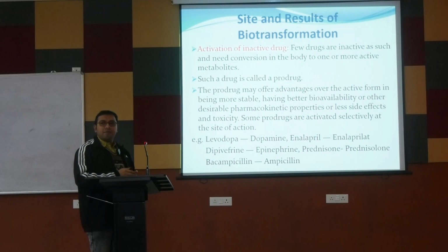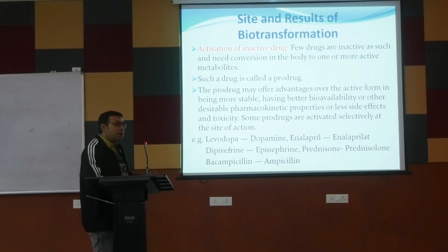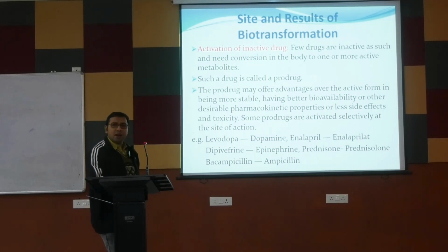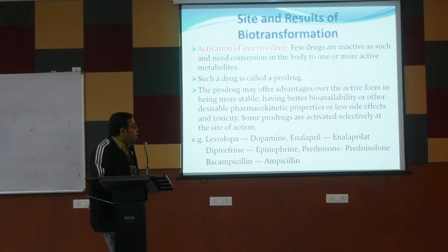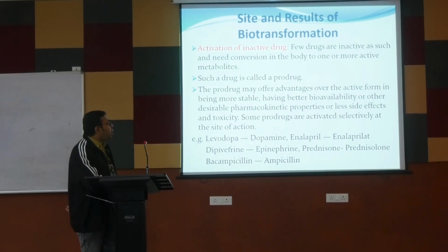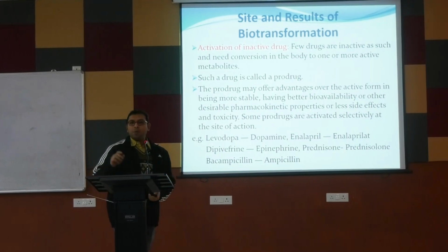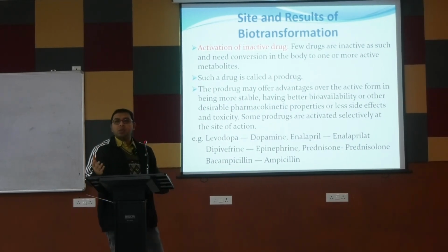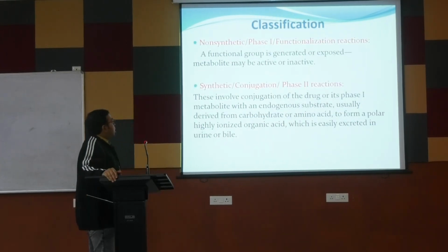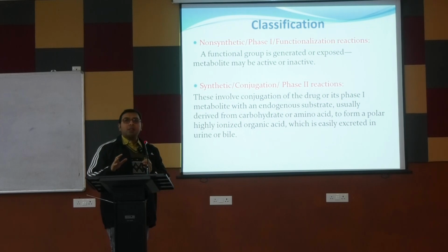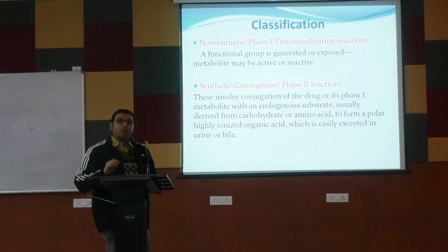Dipivefrine is converted to epinephrine. Again, this is used mostly in different types of eye disease. Prednisone is converted to prednisolone, which is an oral steroid used in different types of cases. Bacampicillin is converted to ampicillin, an antibiotic. So these are the examples of prodrugs converted to the active drug. So prodrug can come as a question, as a short note, and can also be asked in the viva. This is important, okay.